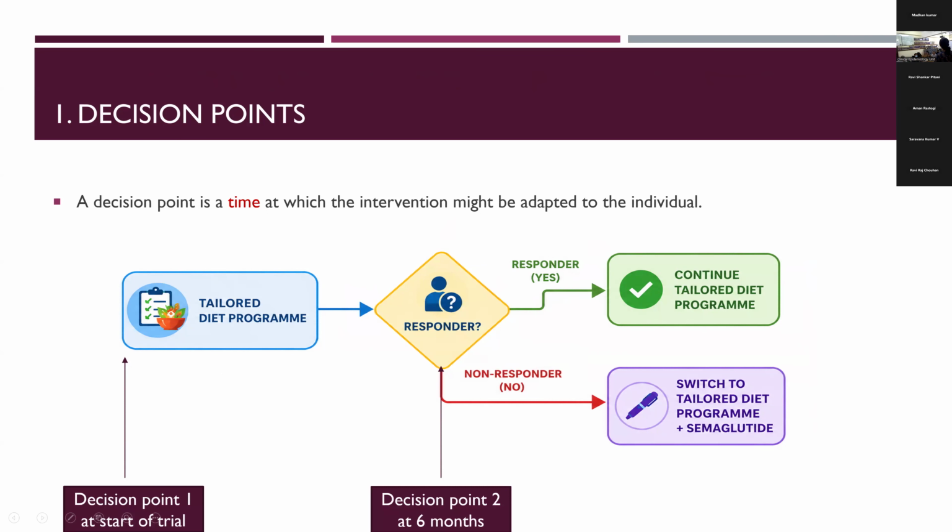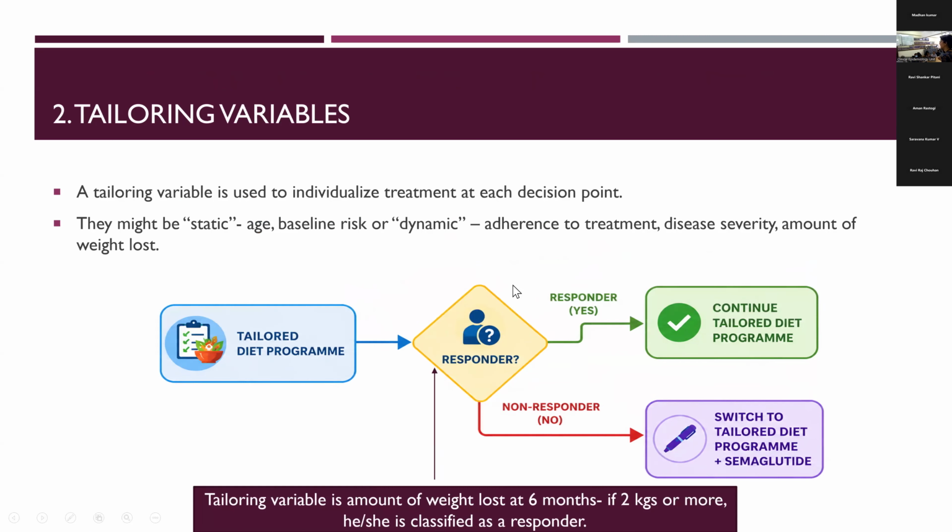These are the decision points of an adaptive intervention. The next is a tailoring variable. The tailoring variable is used to individualize treatment at each decision point. So for example, in this example, the tailoring variable is the amount of weight loss at 6 months. This is the threshold at which you're going to call them a responder or a non-responder.